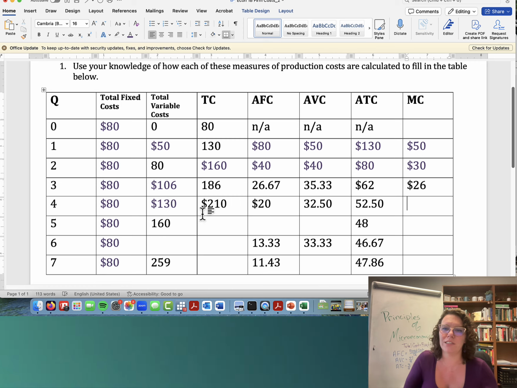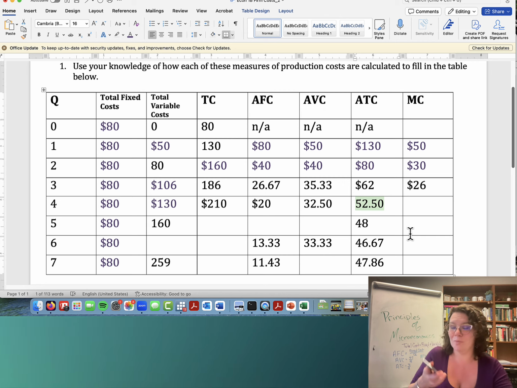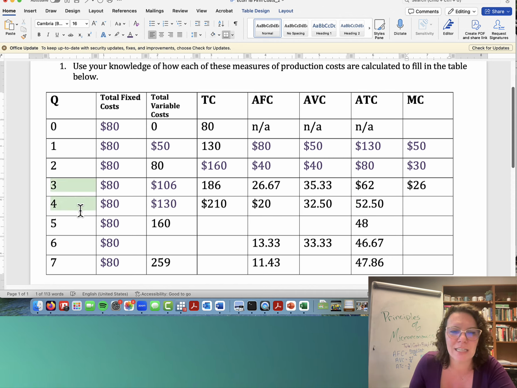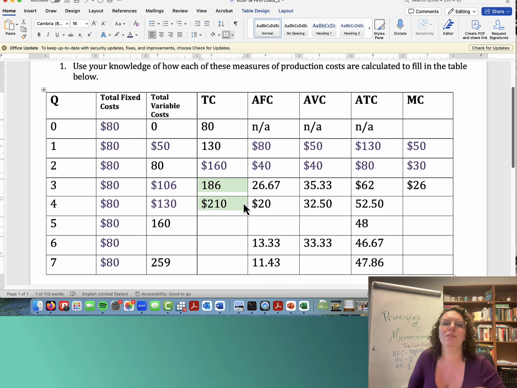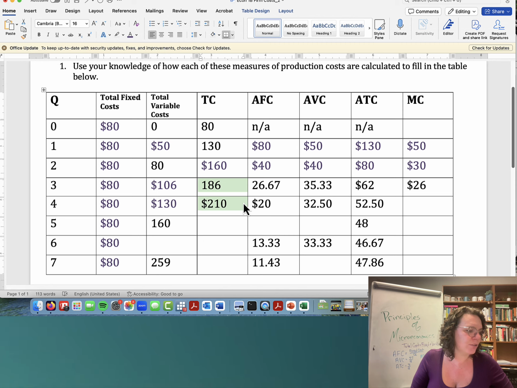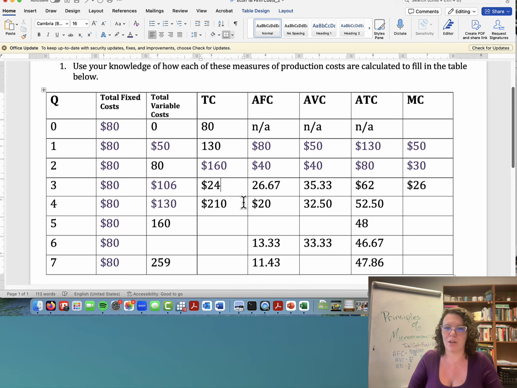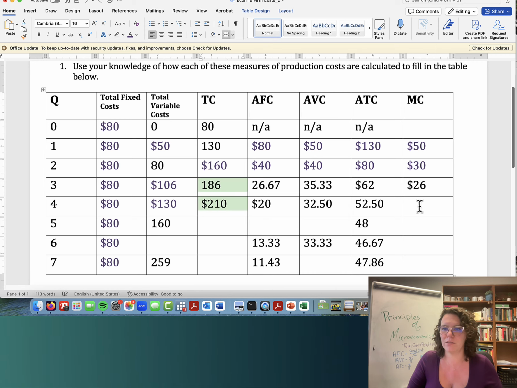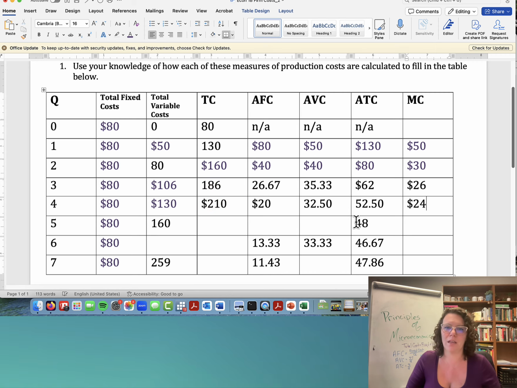Average fixed cost is going to be 80 divided by 4, or $20. And then we can also double check our work here. We have average total cost is $52.50. If I go back and say, what's $52.50 times 4, I'm going to get $210. So I know that I'm correct. And then to find marginal cost, again, it's going to be the change in total cost as I move from 3 to 4. It's going to be 210 minus 186, which is $24. Oops, wrong spot. There we go.